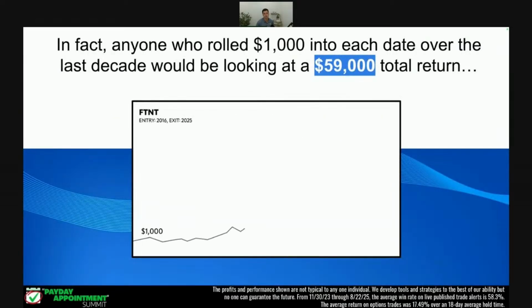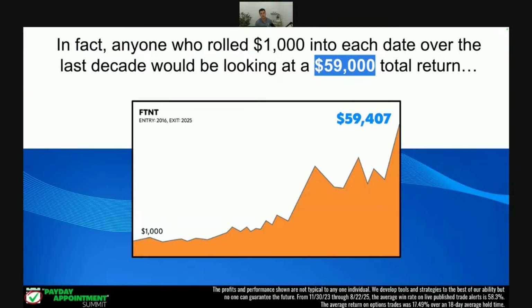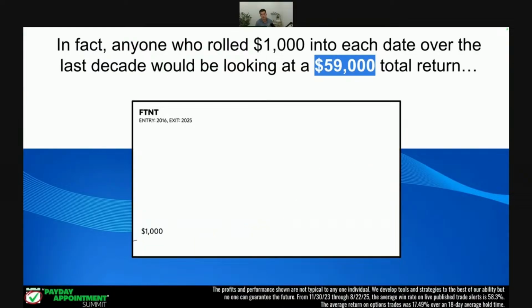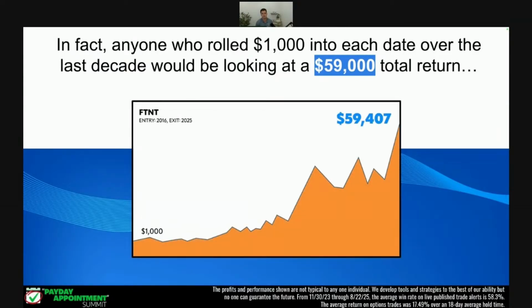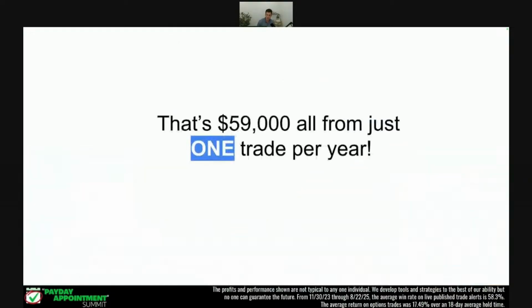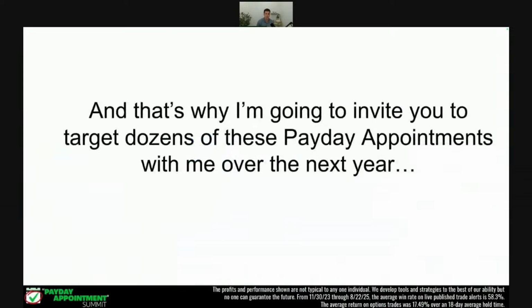In fact, anyone who started with $1,000 each year on this payday appointment date would have grown their account to $59,000. Again, this is a chart of the whole stock. A lot of the times with these payday appointments, we're cutting out those drawdowns because we're just focusing on the most bullish times for that stock. So that's 59 grand, all from one trade per year.